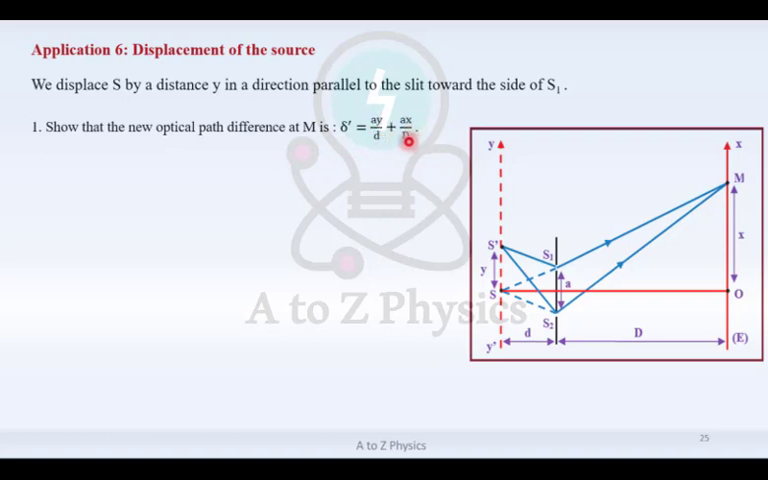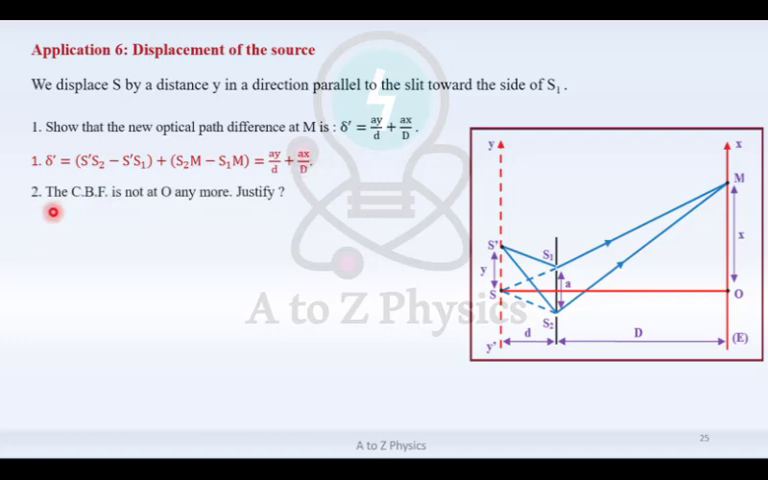ax over large D. The optical path difference is equal to S prime S2 minus S prime S1 plus S2M minus S1M. So S prime S2 minus S prime S1 plus S2M minus S1M equal to ay over small d plus ax over large D, since S prime S2 minus S prime S1 equal to ay over small d, and S2M minus S1M equal to ax over large D.